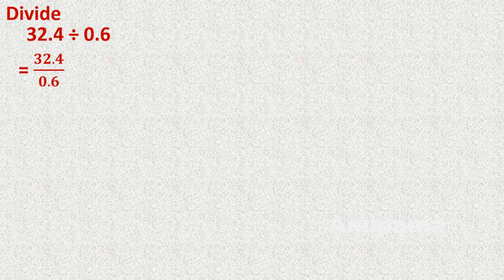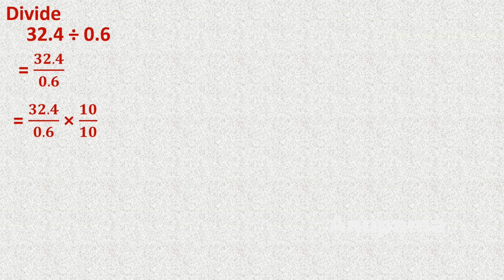So in 0.6 we will multiply by 10, because when we multiply 0.6 by 10 it will be 6. So we will multiply by 10 by 10. Why? Because if we are multiplying the denominator, we should multiply the numerator also by that same number. That's why we will multiply by 10 by 10.